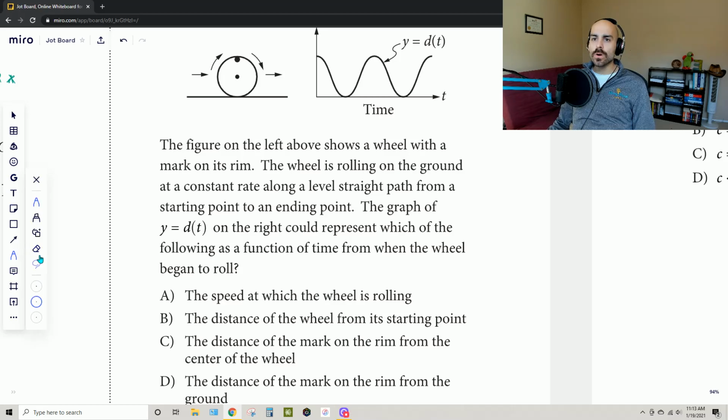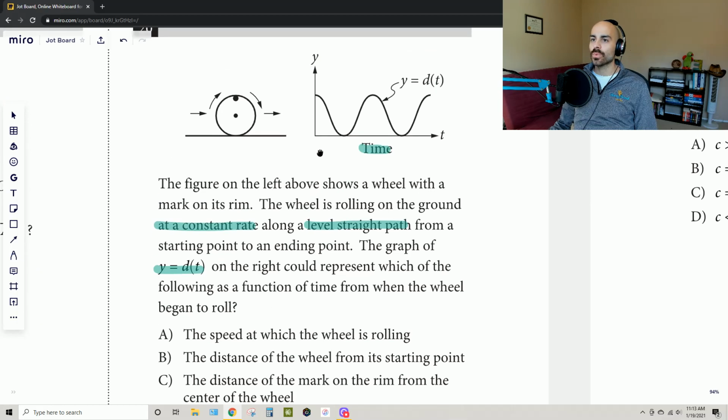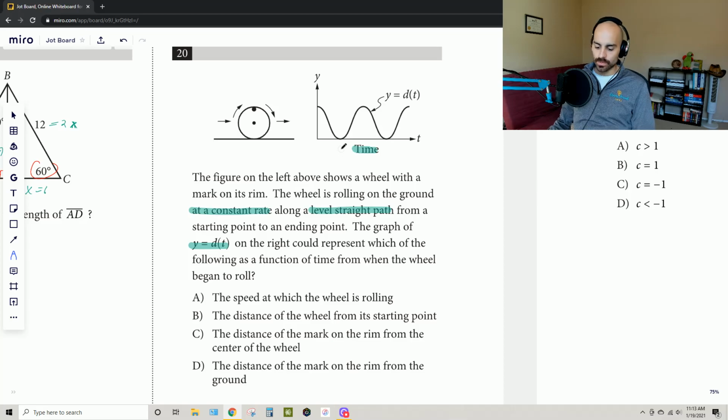Highlighting keywords for answers. The wheel is rolling on the ground at a constant rate along a level straight path from a starting point to an ending point. The graph of y equals d(t) on the right can represent which of the following functions of time when the wheel began to roll? So we see as time goes in a positive direction, what could be our dependent factor? What is something that we see?